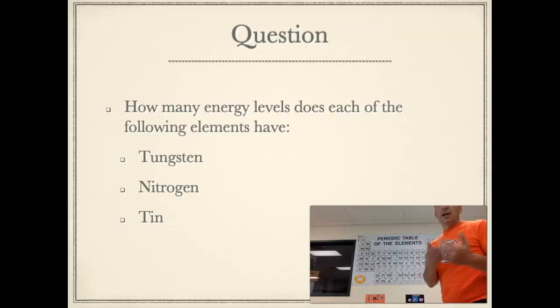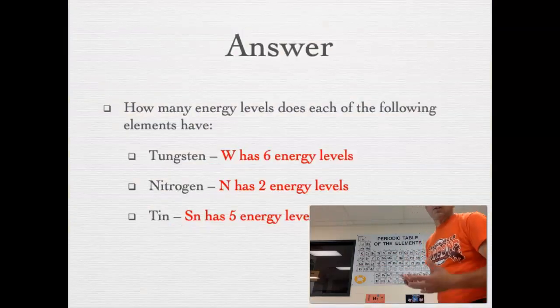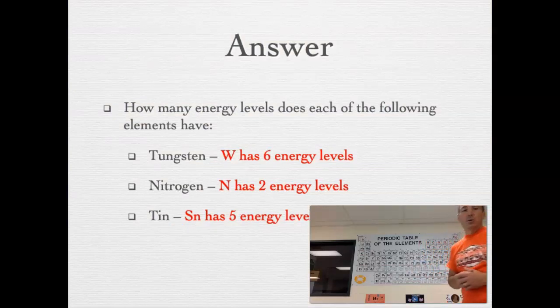Notice, I wrote the names, but the periodic table has only got symbols. I expect you to know names and symbols. That's why I do this all the time, so try to get used to these. And of course, tungsten we said has 6, nitrogen has 2, and tin has 5 energy levels.